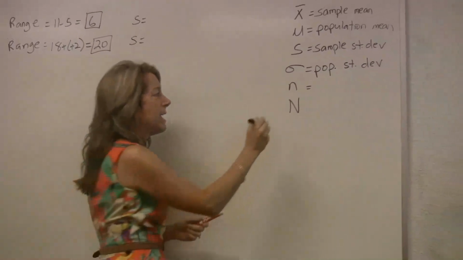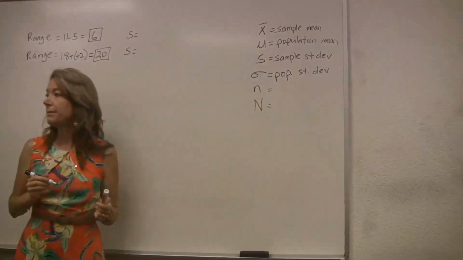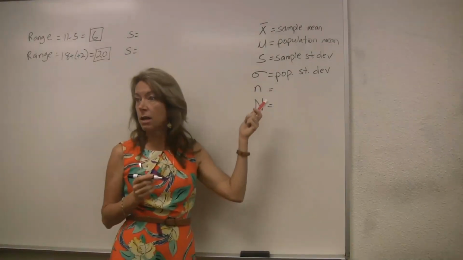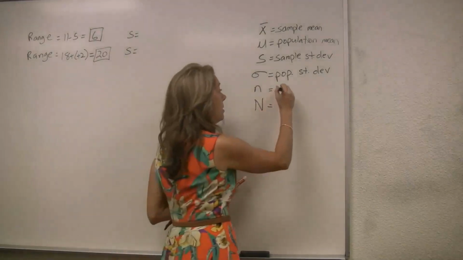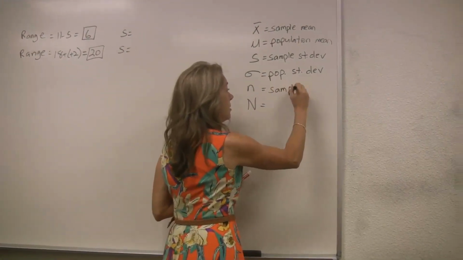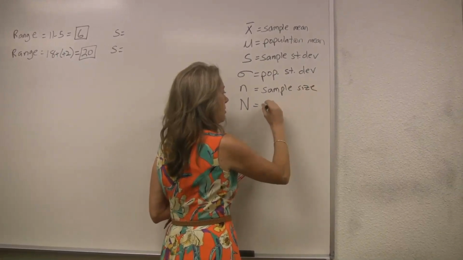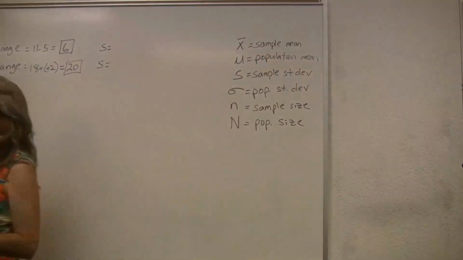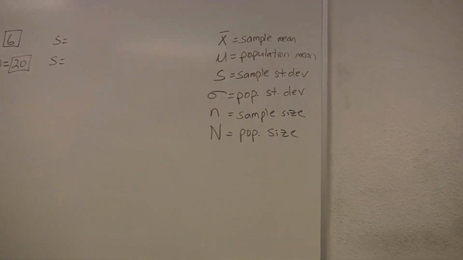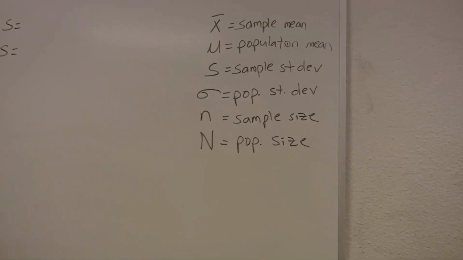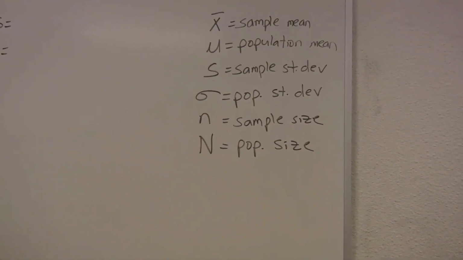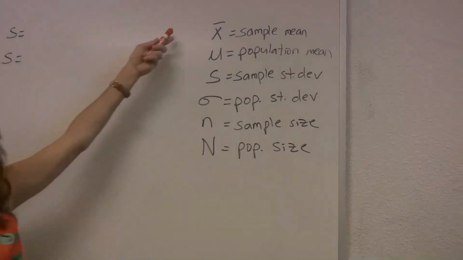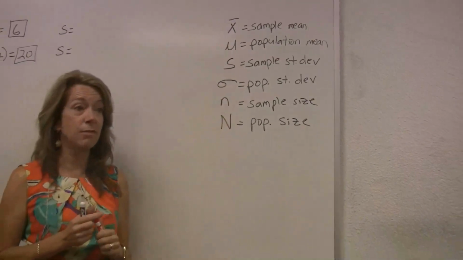Now, what's the difference between little n and big N? Sample size, population size. So what's going to happen all semester long is I'm going to interchange these expressions and variables, and you need to know which one is which, because sometimes one makes sense, sometimes the other. You need to know that the mean is not always x bar. It might be x bar, it might be mu, depending on what you're doing, and same with the standard deviation.